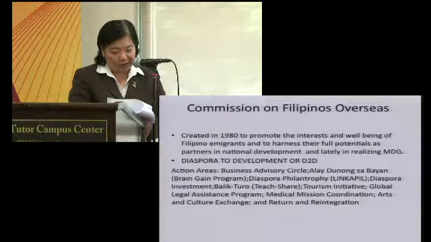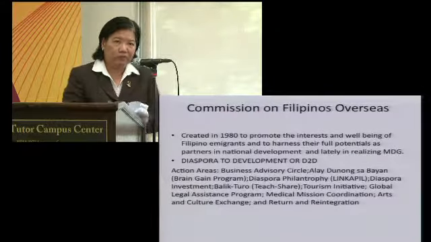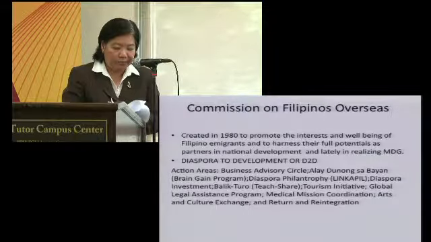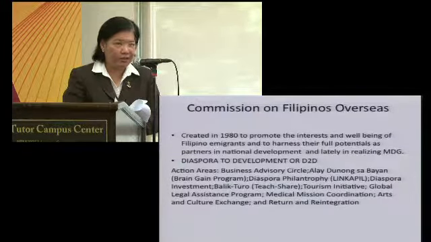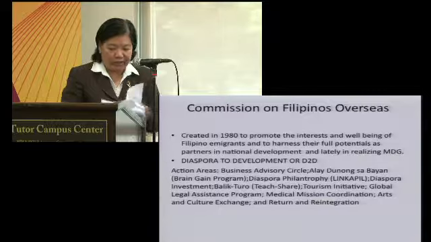And of course, there's the medical mission coordination, wherein we invite doctors, nurses, and other medical-related professions to undertake a medical mission, especially in times of disasters, because the Philippines is a country that's prone to natural disasters. Then there are arts and cultural exchange, and return and reintegration.